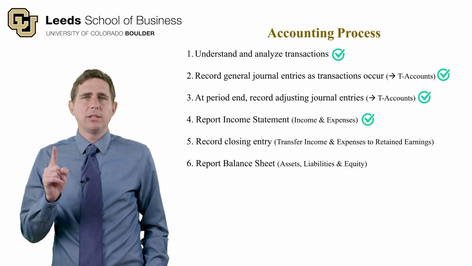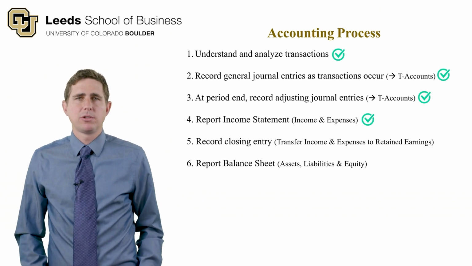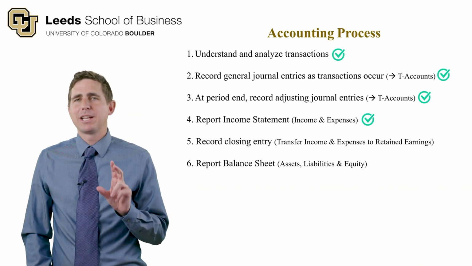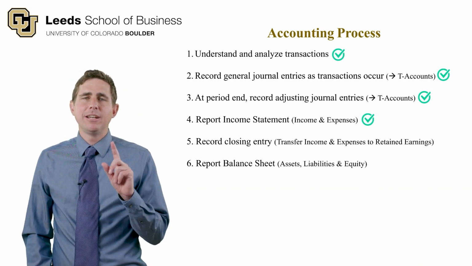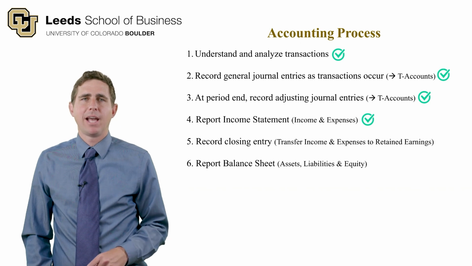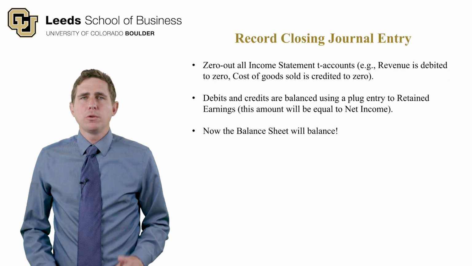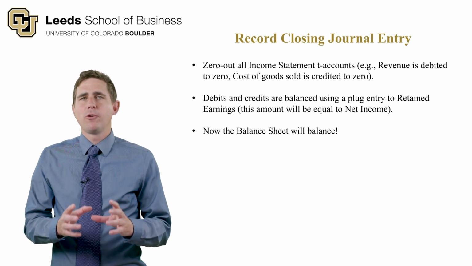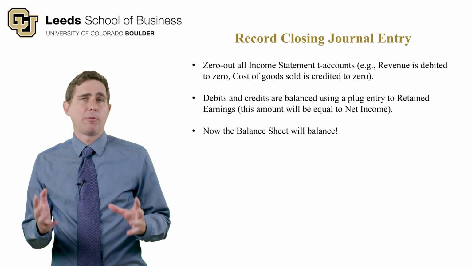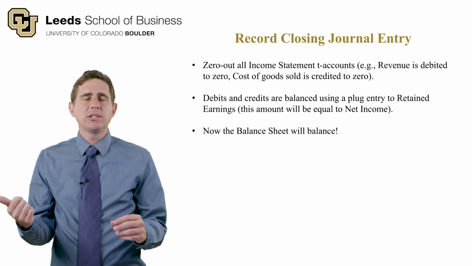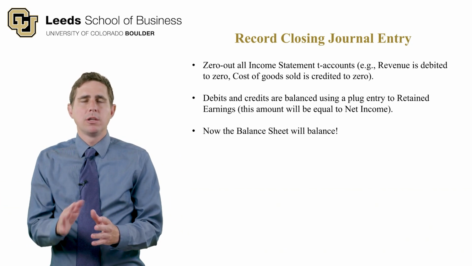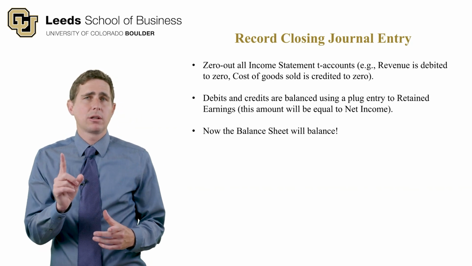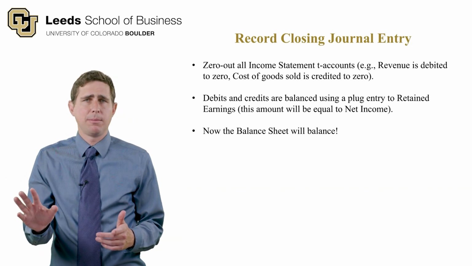But we're not yet ready to report the balance sheet, because our balance sheet's not going to balance yet. We haven't closed our income and expense accounts into retained earnings. So I need to teach you about the closing journal entry. That's step 5. The closing journal entry, what does it do? Well, our income statement reports our operating performance over a period of time, so it reports it for a year. When the next year starts, we need to start back at 0. So we need to zero out our income statement accounts every year. That's the first thing the closing entry does. It zeroes out our income statement accounts.